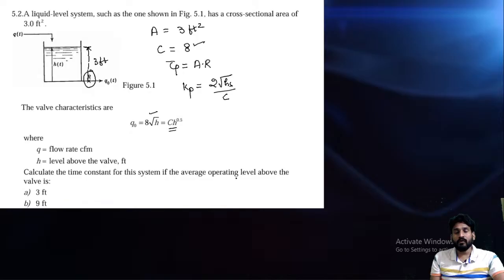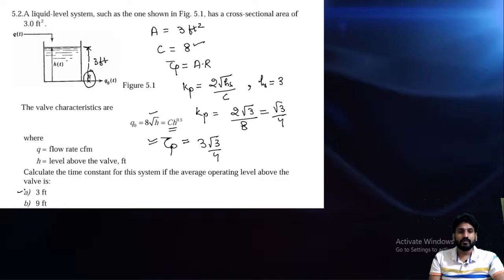If the average operating level above the valve is 3 feet, it means that on average your height is 3 feet. It is talking about the steady state. So at the steady state your height is 3 feet. So Hs value is 3. Put this value: Kp is equal to 2√3 divided by 8, so it is √3 divided by 4. What is my tau p? Tau p is equal to the area given to you, that is 3, multiplied by Kp, that is 3√3 divided by 4. This is the tau p for option A.